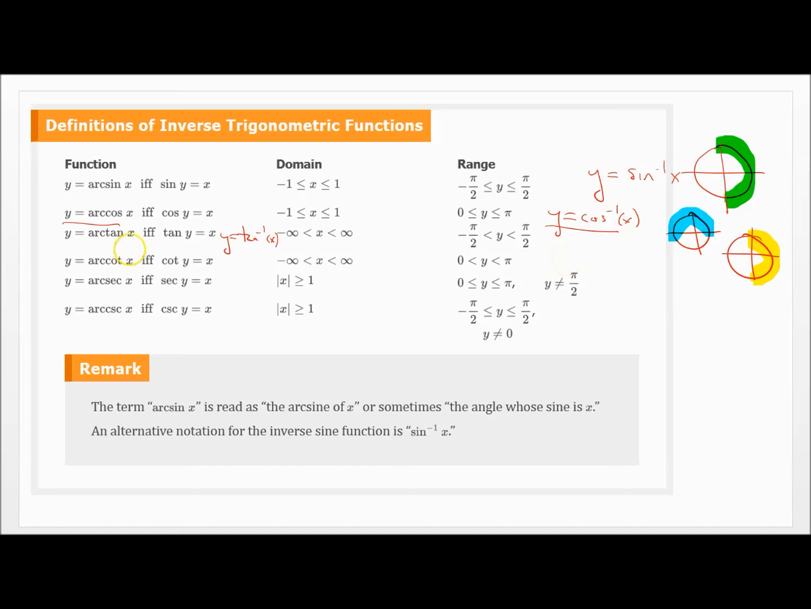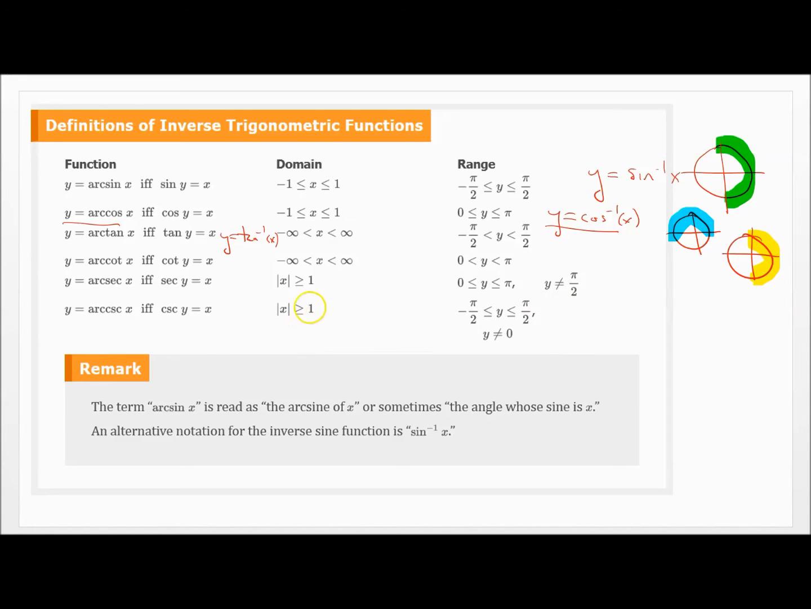So arc cotangent, very similar to arc tangent, your domain is -infinity to infinity. You can plug in anything you want, but the range needs to be between 0 and pi, just like arc cosine. Okay, arc secant, you can only plug in values bigger than 1 or less than -1. That's what the absolute value is greater than or equal to 1 means, so less than -1 would apply. And then the range is between 0 and pi, but you cannot include pi/2.